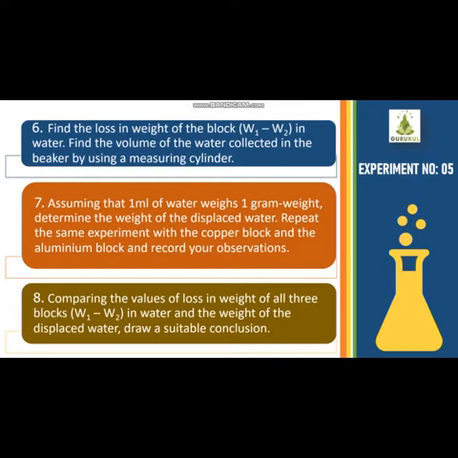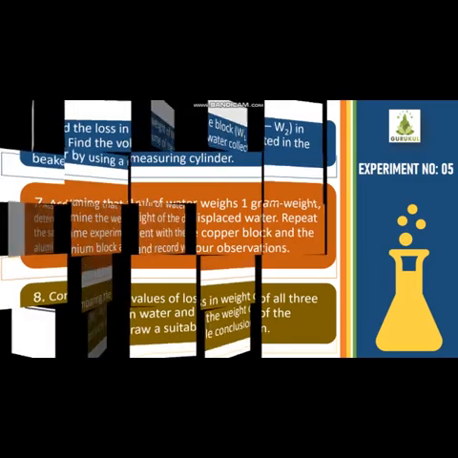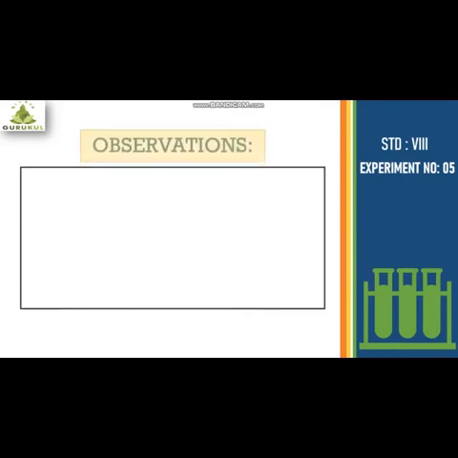Students, after comparing the values of loss in weight of all three blocks, W1 minus W2, that means three readings I will get: one for the iron block, another for the aluminum block, and a third for the copper block. After seeing all these calculations, we are going to draw a conclusion. Let us see the observation.